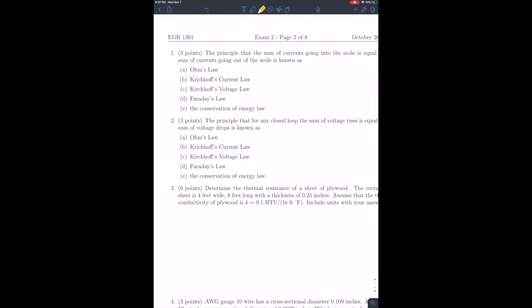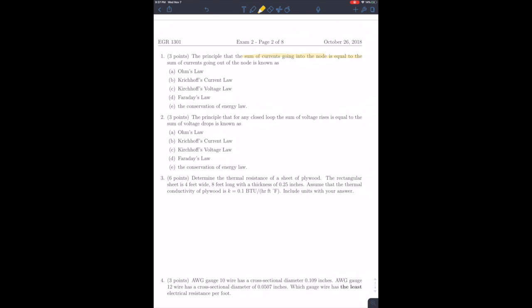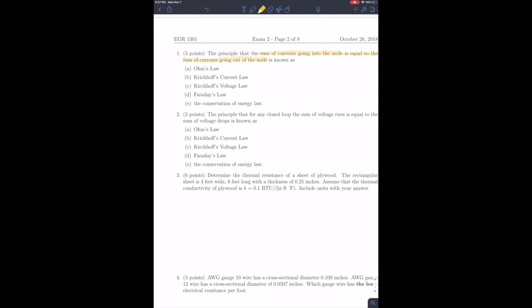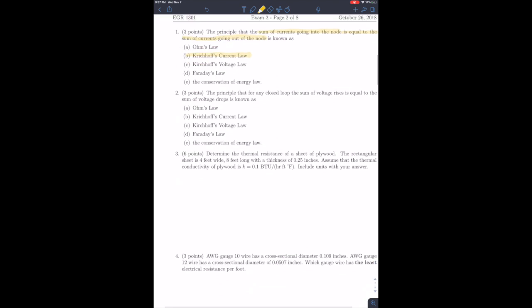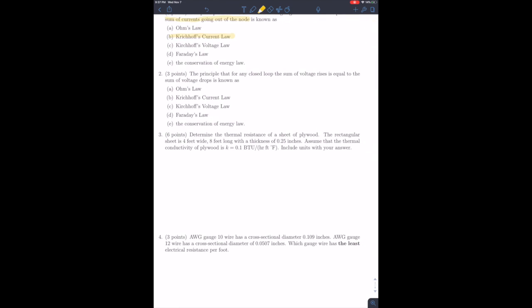In the first one, we're looking at the sum of currents going into a node. The sum of currents going into a node is equal to the sum of currents going out of the node. This is Kirchhoff's current law. And if we take the sum of voltage rises around any loop, that should be equal to the sum of voltage drops around that loop. This is Kirchhoff's voltage law.